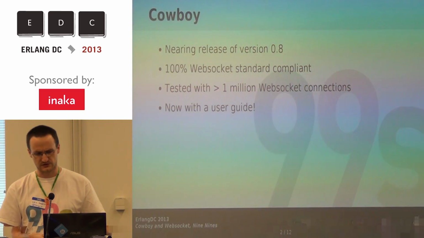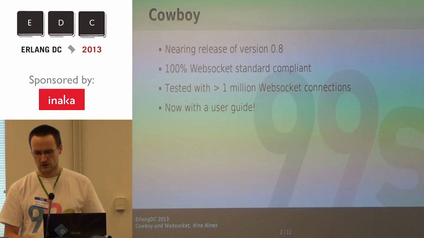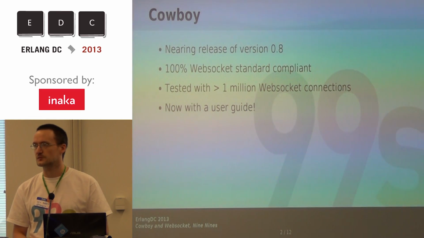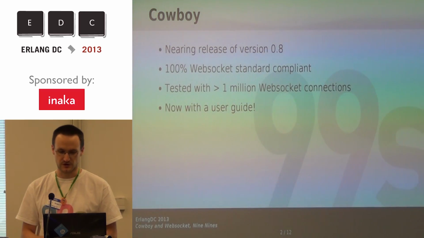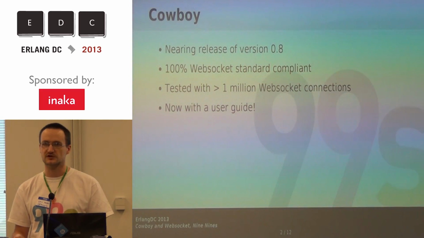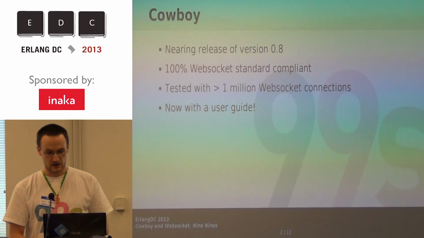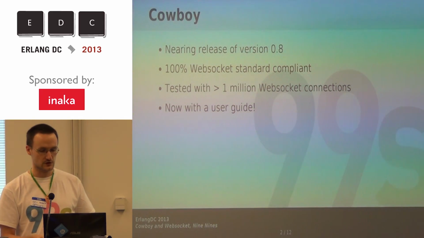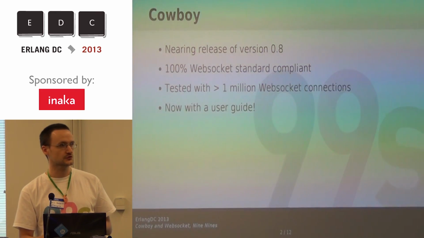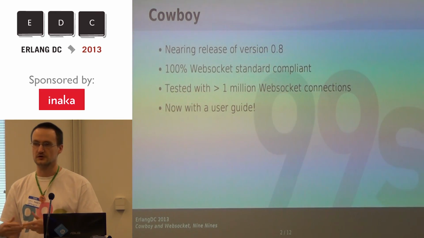1 million takes about 25 gigabytes of memory. So I think it's pretty good. You can really scale your application if you need it. And Cowboy, of course, is getting refined, and we now have a user guide that is mostly for Erlang developers.